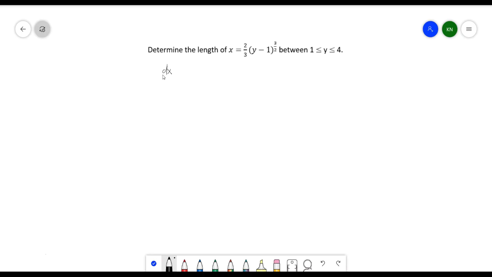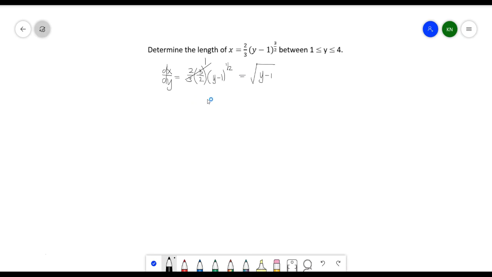dx over dy is equivalent to 2/3 times the exponent of our function, which is 3 halves. Then we have (y minus 1) raised to 1/2. And as we know, if you multiply this one, this is equivalent to 1. So meaning to say, the derivative of our function is equivalent to the square root of y minus 1, or (y minus 1) raised to 1/2.